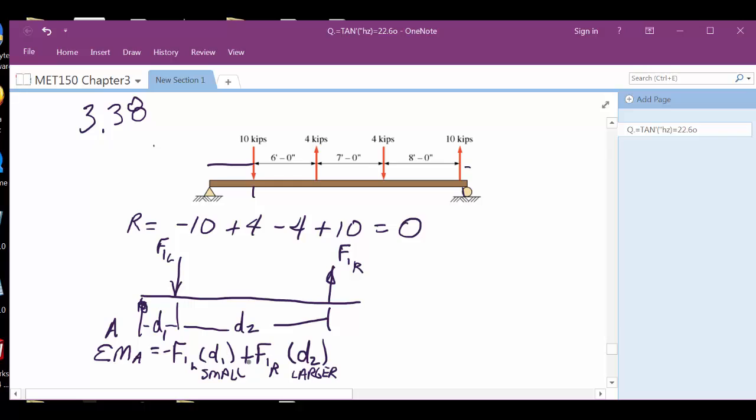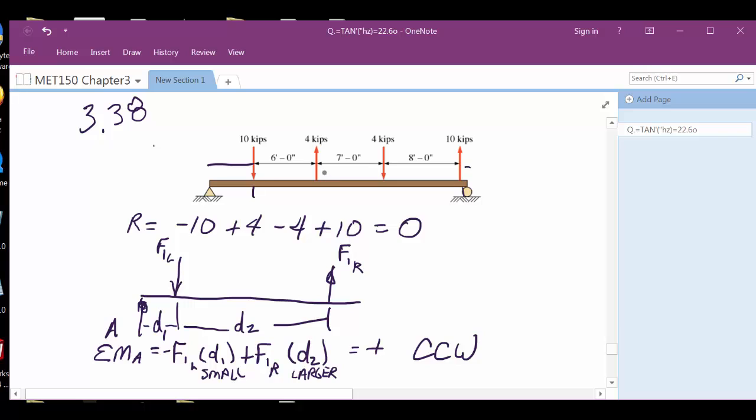Which one of these two is going to win? If we put a real number in there, if this was 1 and this was 4, this is going to outweigh this, isn't it? So I'm coming up with a positive value here. So when I get done with this, it's going to be a positive value, which means that it's counterclockwise.